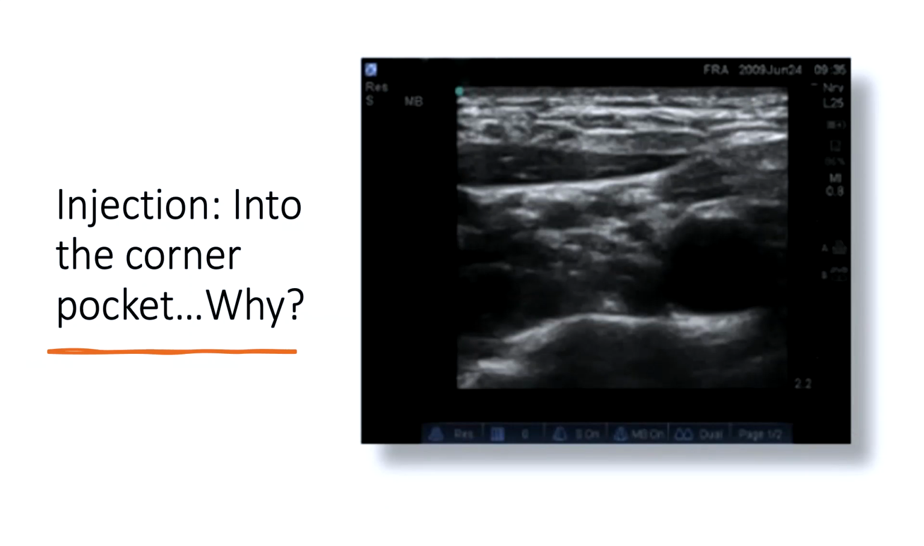So you all have heard that, okay, that might be pretty good, but why do we have to inject into the corner pocket? Because we all might have heard that part of the injection at least has to be done in this corner. And this was always something that, way before imaging was used, was something in my mind.